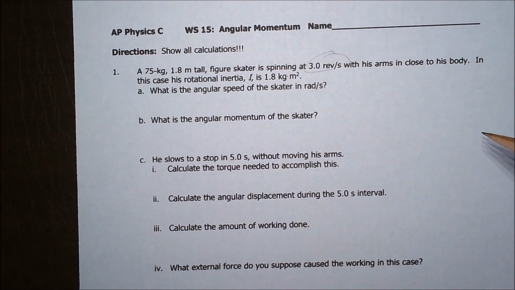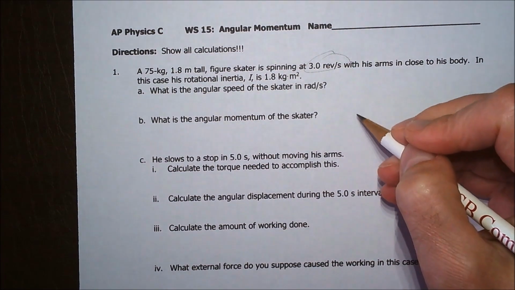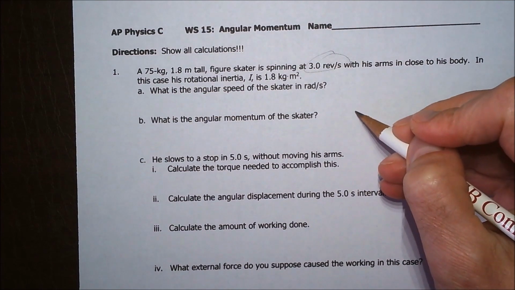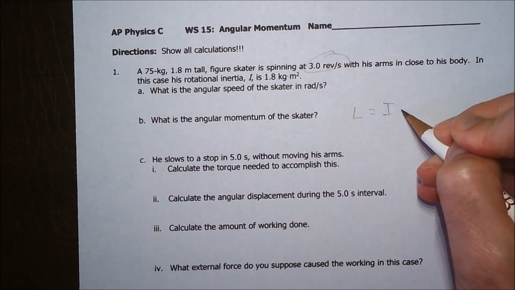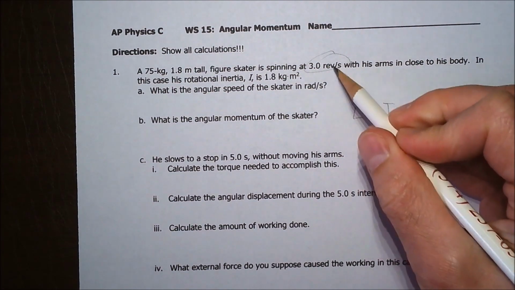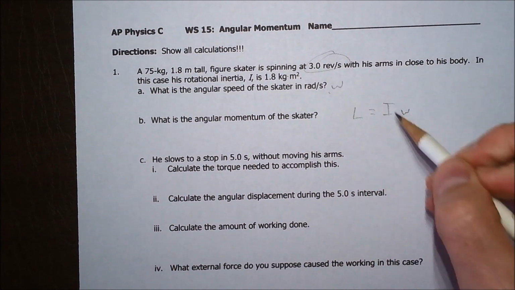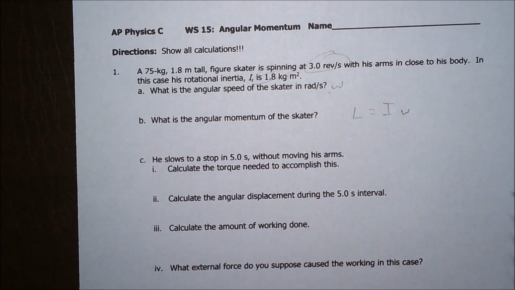So you have to convert this into radians per second. So angular momentum is equal to I omega. So you'll figure out what this is. Omega gives you I, so you can figure out the angular momentum.